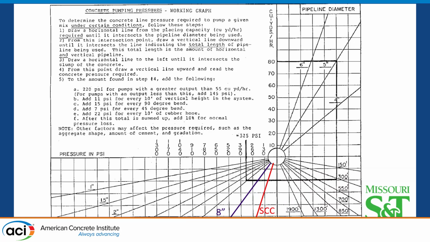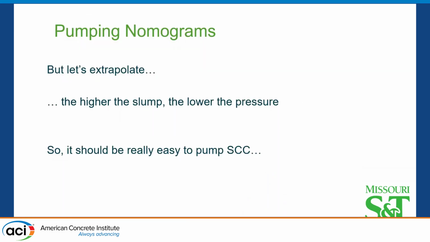What happens if I had an 8-inch concrete slump? Or what if I get SCC? That's what's supposed to happen according to these graphs, if I'm able to extrapolate to that condition, right? So it should be really easy to pump self-consolidating concrete according to that theory, right?